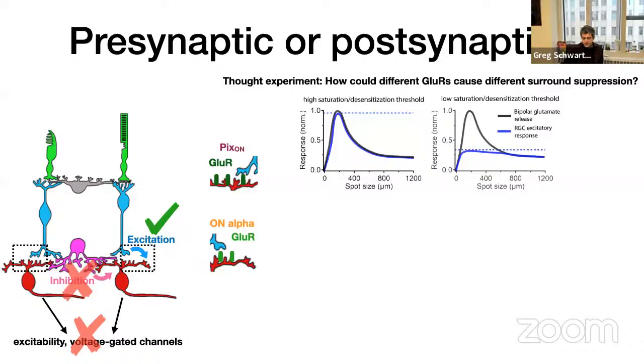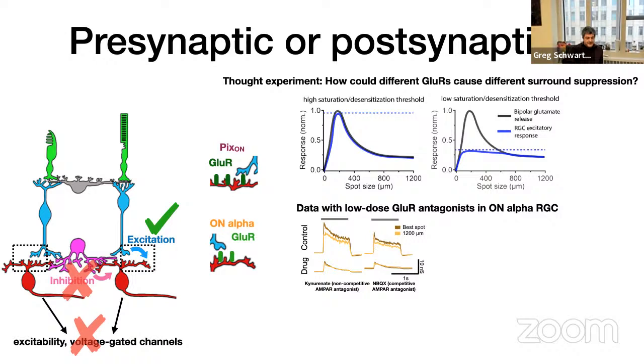So if that were the case, we should see that in the on alpha, right? The situation that I'm drawing on the right here is the on alpha situation, right? So let's test that. First of all, credit to Steve DeVries on this experiment. He suggested this, which I thought was a brilliant idea. How could we test that? We can actually do it with low dose glutamate receptor antagonists and on alphas.